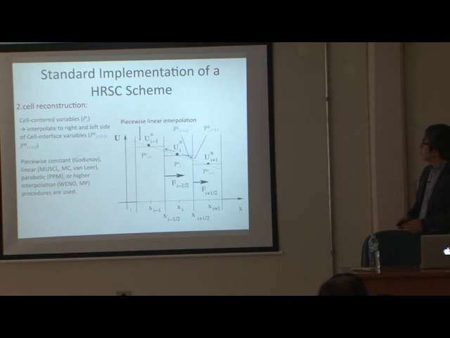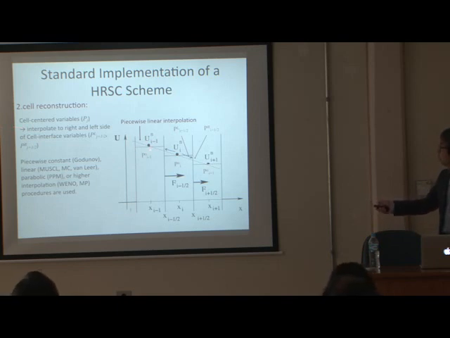Okay, next let us think about the cell reconstruction. The cell-centered values, which are primitive variables, are interpolated to the right and left hand side values at the cell interface. Why do we need this? Because after that we need to calculate the flux at the cell interface position. Most simulations update the cell center value, so we need this information interpolated to the cell boundary value.